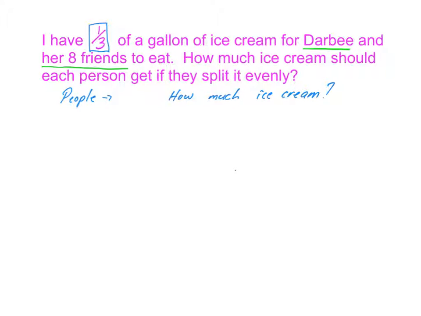So we're looking first at how many people. We have Darby and her 8 friends, so that actually makes a total of 9 people sharing what looks to be 1/3 of a gallon. So if I write my problem here, it looks like I need to do 1/3 divided by 9. Let me take a chance here and draw my picture for the situation.